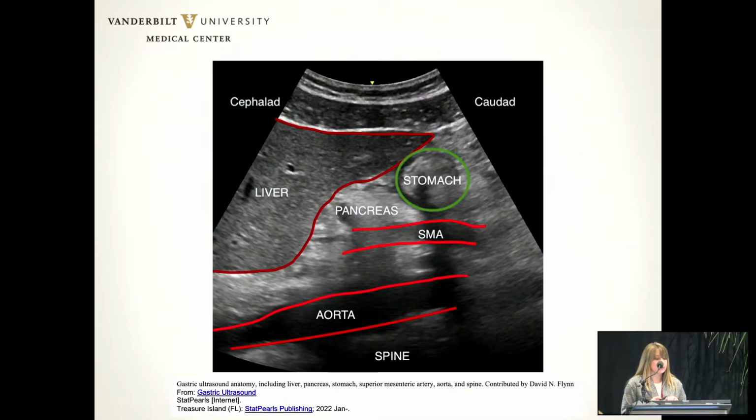So I have another example here of an exam. In this example, you can see more of the liver on the screen, and the stomach again is just inferior to that left lobe. We can see the SMA, and then the aorta is more clearly defined in this image.